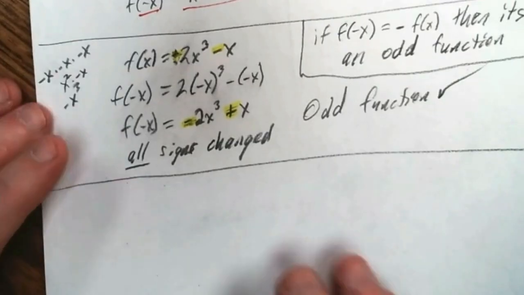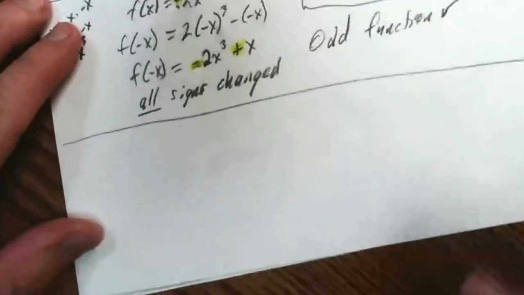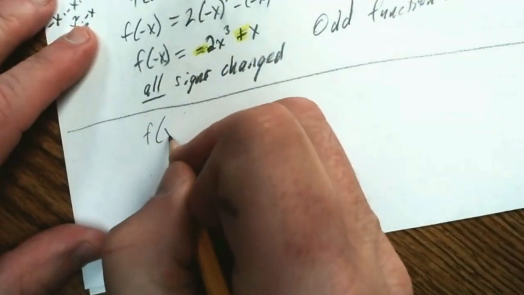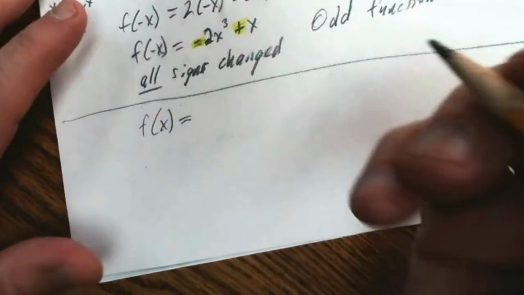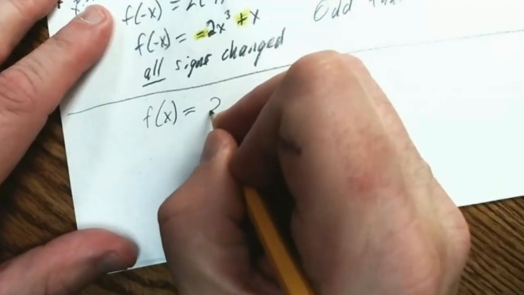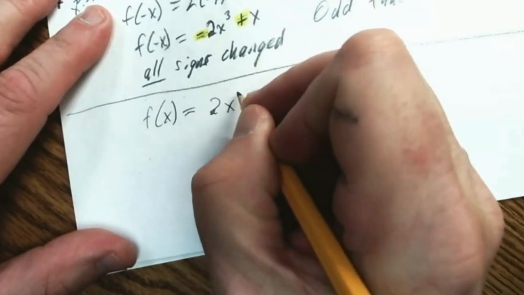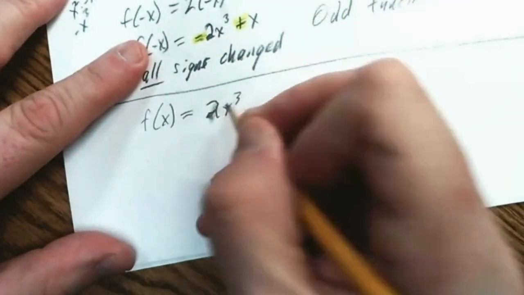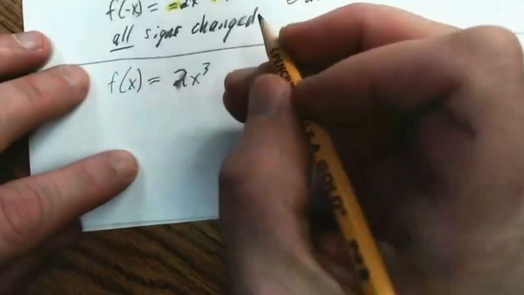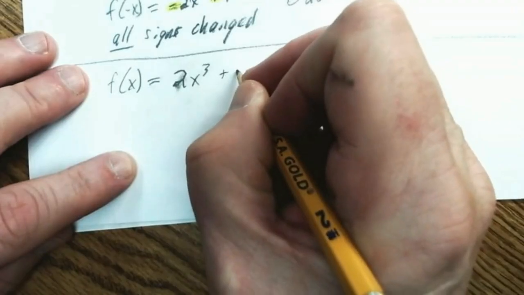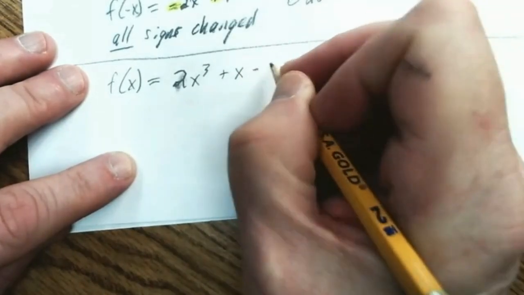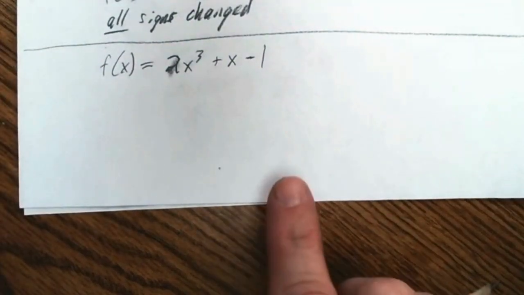So let's look at another one to figure out, is this odd or even? If we just have this, and we don't have Desmos open, we're not graphing it, we're just trying to figure out, is this odd or even? And so we've got 2, just like above, 2x to the third. 2 looks a little funky there. Oh, I don't like this eraser. 2x to the third plus x minus 1. All right, I'm trying to figure out, is this an even or odd function?